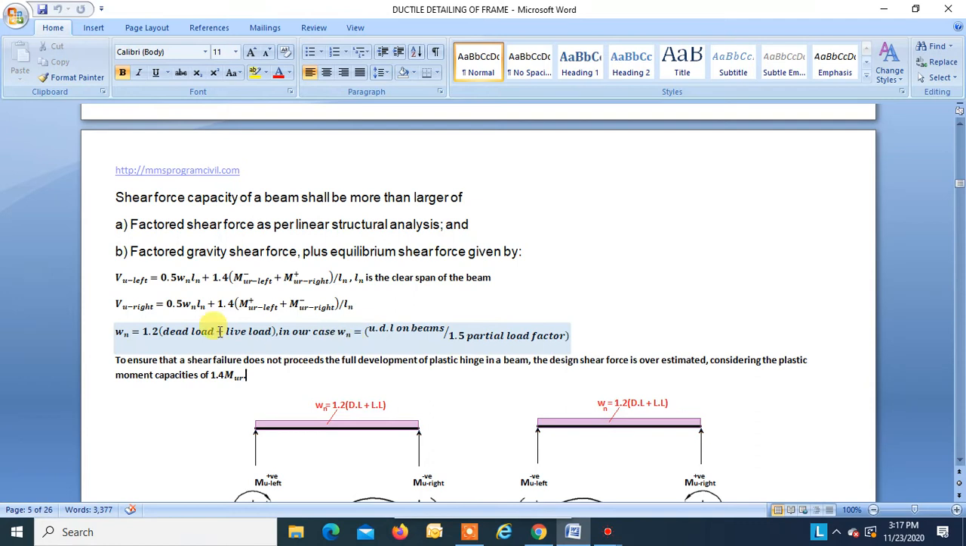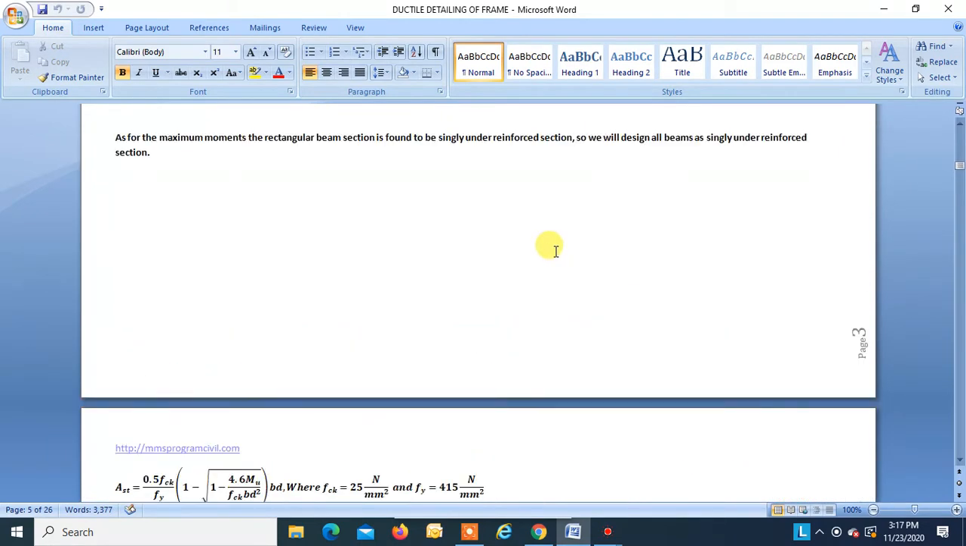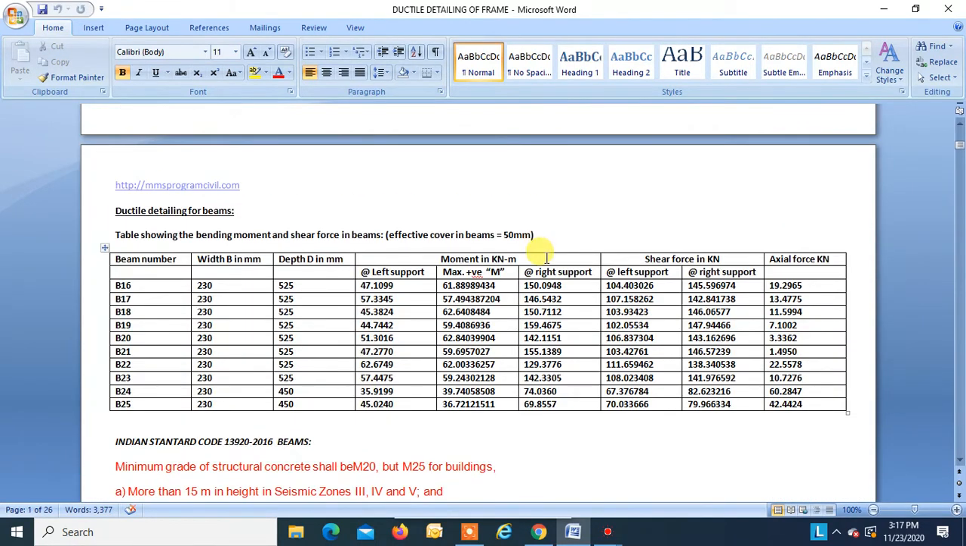Now, the next step is the check for shear, right? Shear force capacity of a beam shall be more than the larger of, first, the factored shear force as per linear structure analysis. Okay, so we got the shear force over here. For beam 16, this is the shear at left and this is the shear at right. So this is V left and this is V right, right? Similarly we have for all the beams.